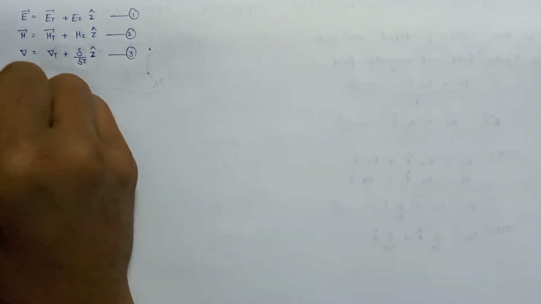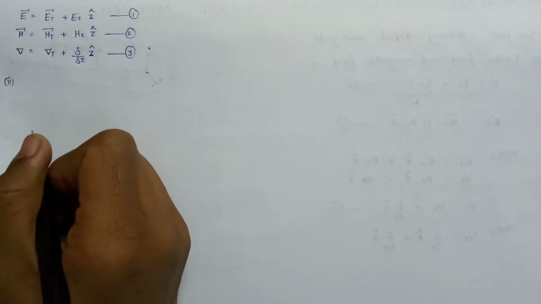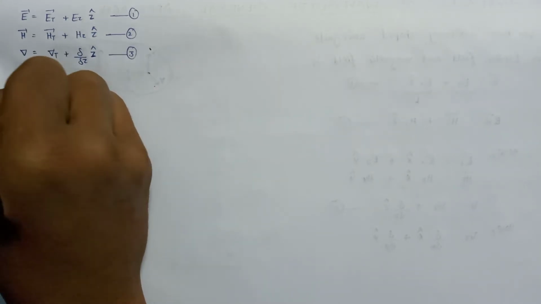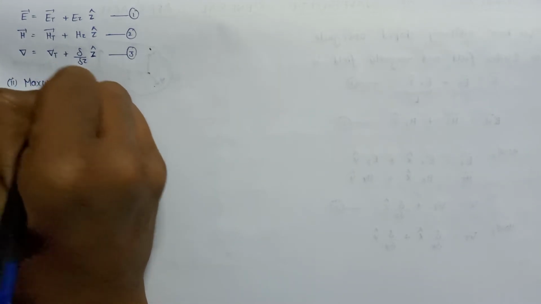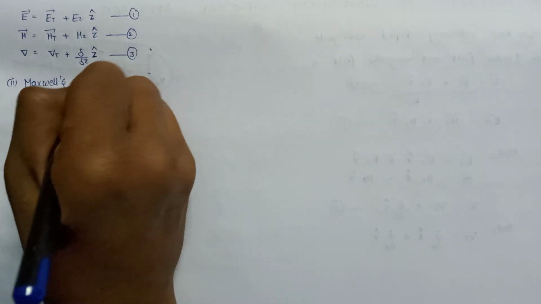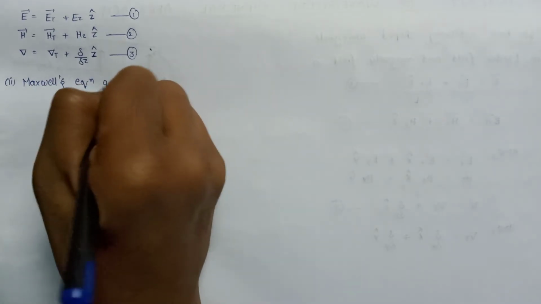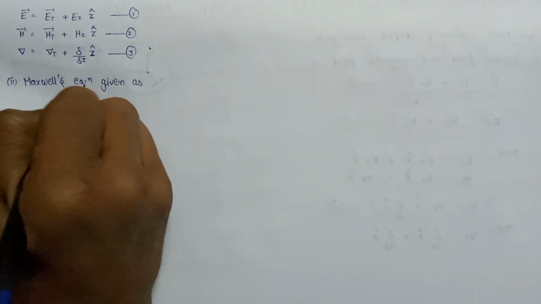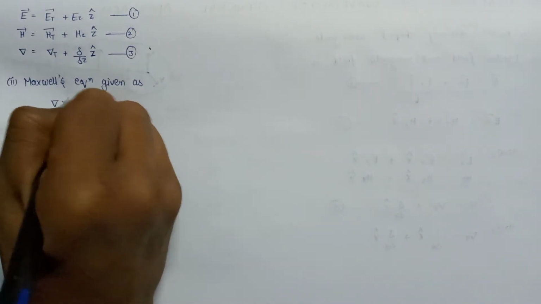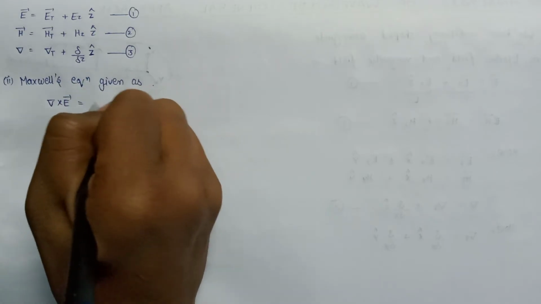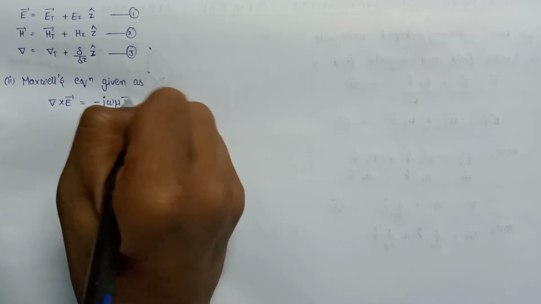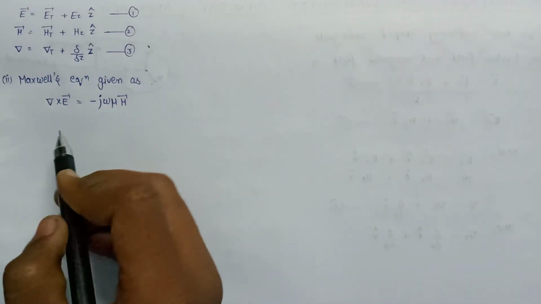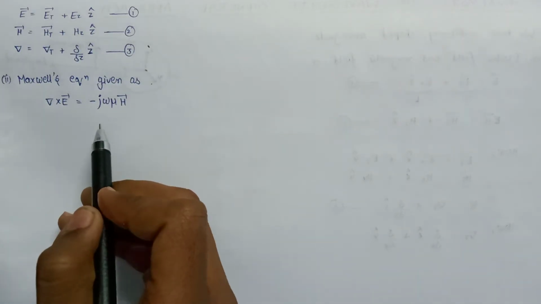Now moving on to step number 2, we know that from Maxwell's equation, which is given as del cross E equals minus j omega mu H. This is the expression for Maxwell's equation.